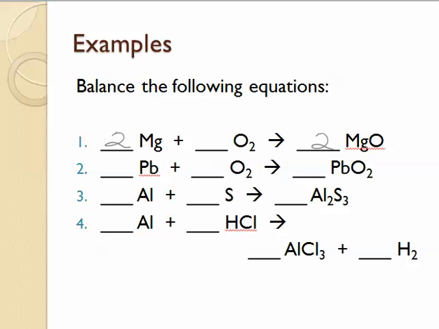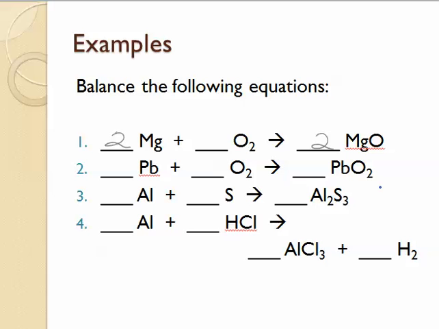In this one, we should have seen that it's already balanced. We have 1 atom of lead on both the reactant and product side, and we have 2 atoms of oxygen on both the reactant and product side. In this example, we would not need to add any coefficients because it's already balanced. Try the next one.